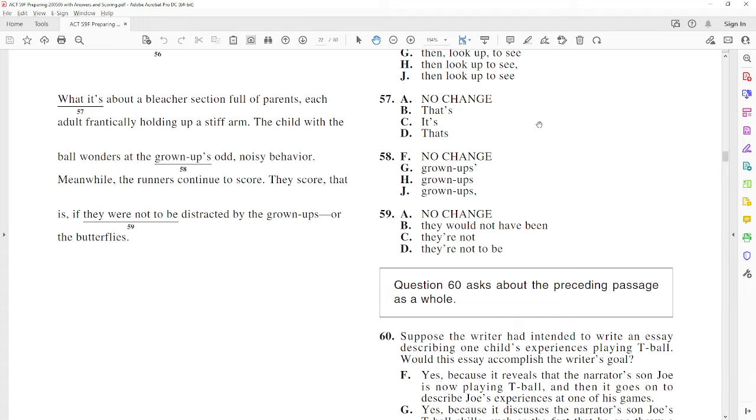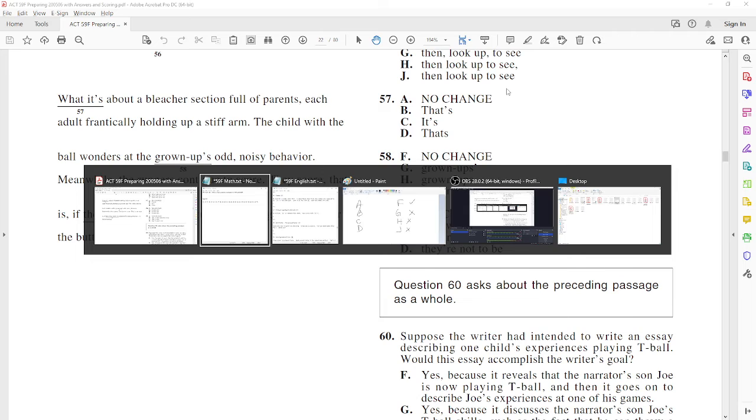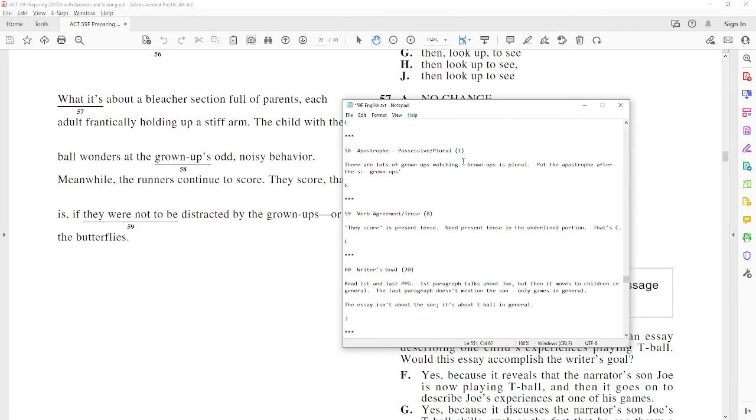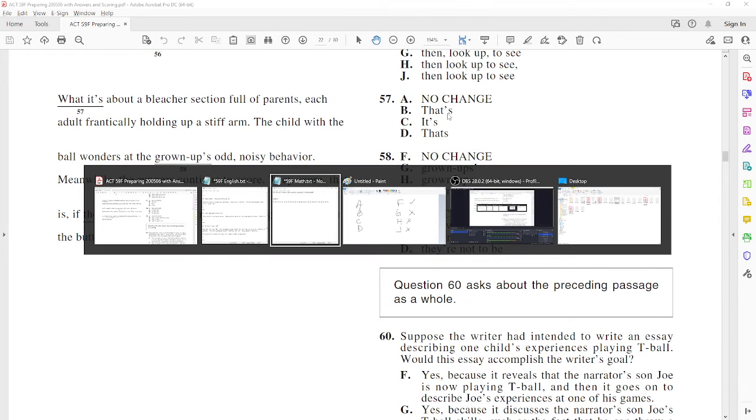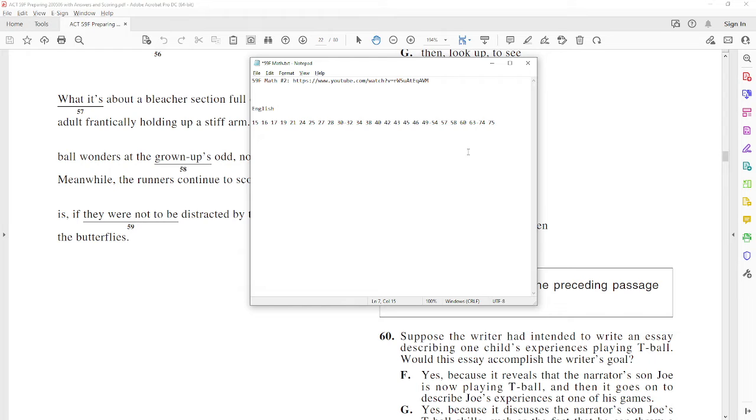But it says a bleacher section full of parents. There are many grown-ups. And to make a plural word that ends in S possessive, you just put an apostrophe after the S. So "grown-ups'" with the apostrophe after would be correct. And G is correct. And 58 is apostrophes, plural possessive. Yes, it is. All right, the next one I have to do is 60.